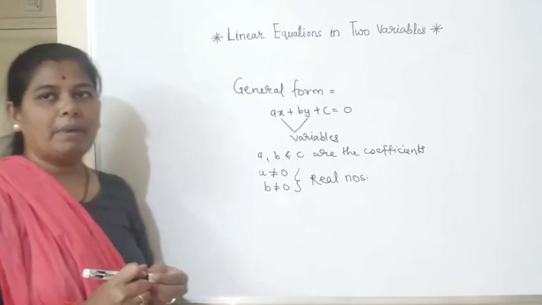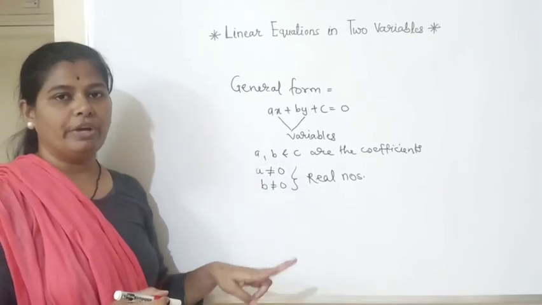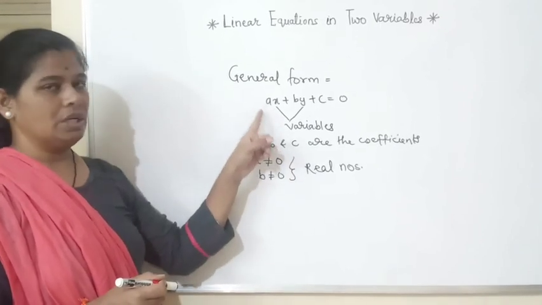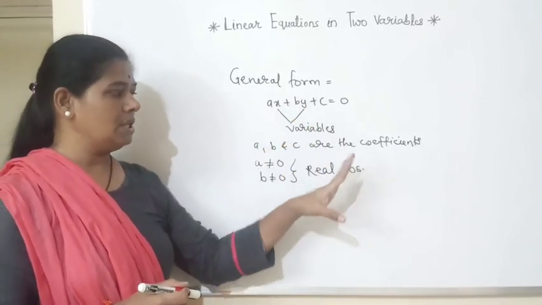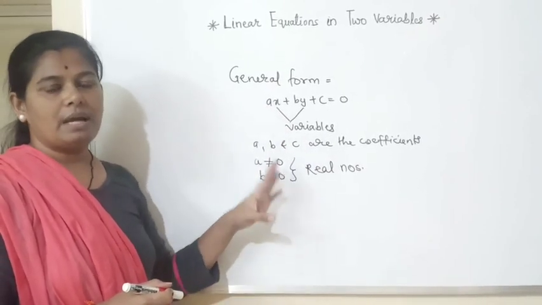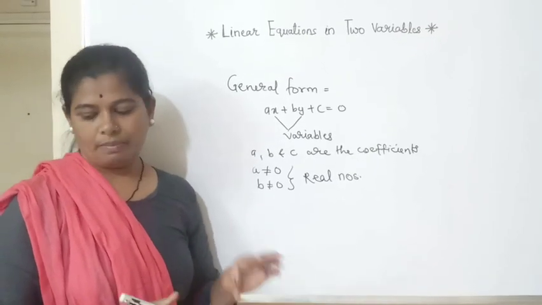So friends, keep in mind, लक्षात ठेवायचं आहे, linear equations means the equations with two variables and with degree 1. The general form of the equation is ax plus by plus c equal to 0, and here x and y are the variables, and the condition is that a and b should be real numbers.